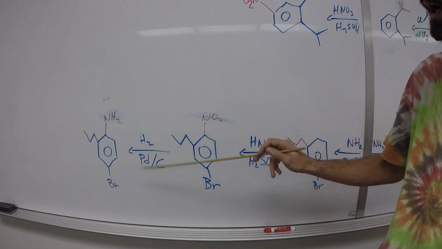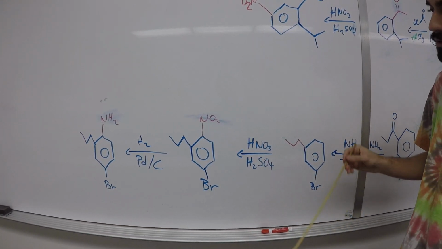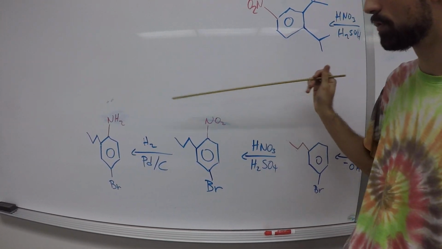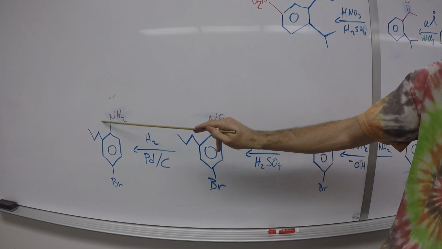And then moving on, we can use hydrogen in presence of Pd/C in order to remove the oxygen groups and basically reduce the nitro group to an amine group, and that's what we observe right here.